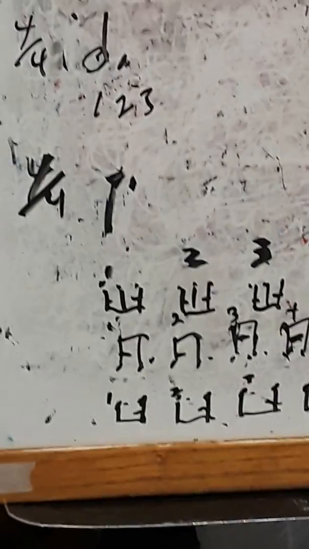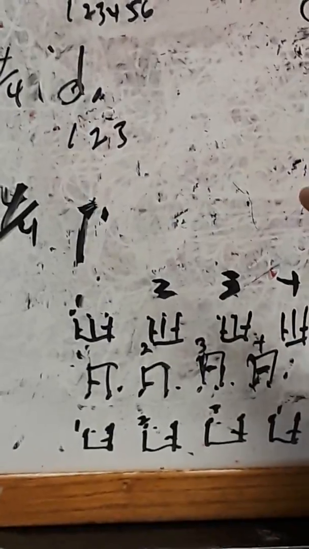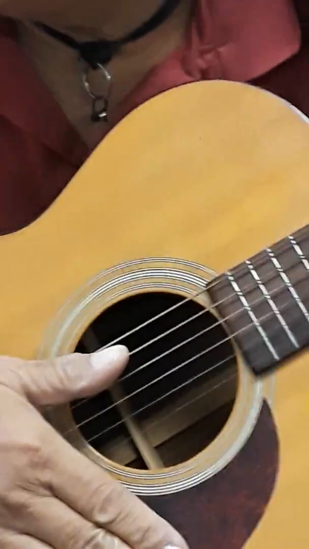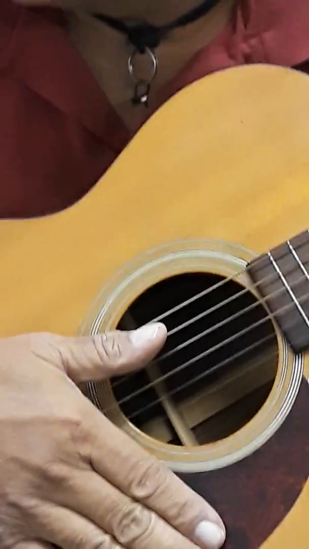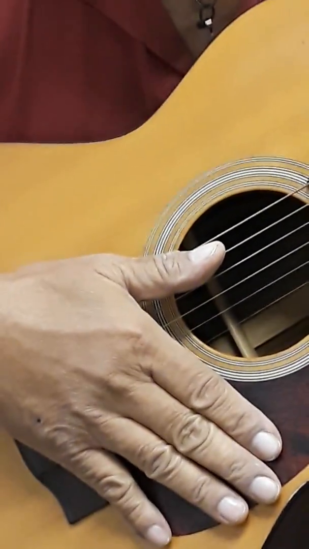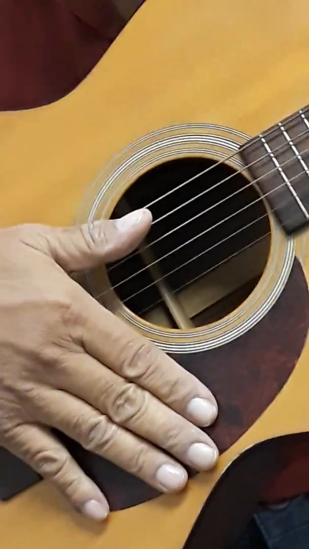Okay, here we have the dotted half note. So what's half of a half note? The half note is worth how many counts? That's right. It's 2 counts. What's half of it? 1, right? So a dotted half note is worth 3 counts. Ready? Go. 1, 2, 3, 1, 2, 3, 1, 2, 3, 1, 2, 3.